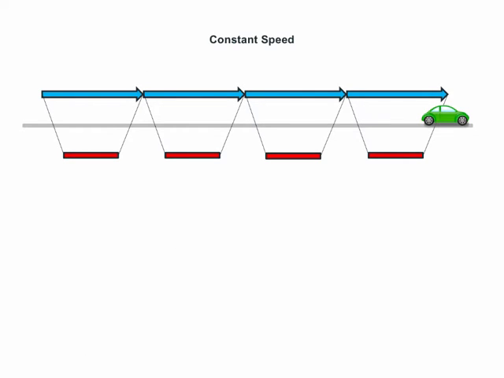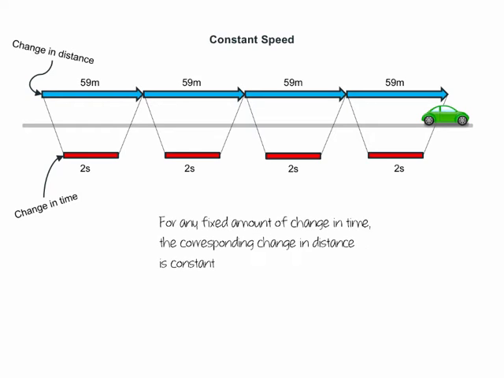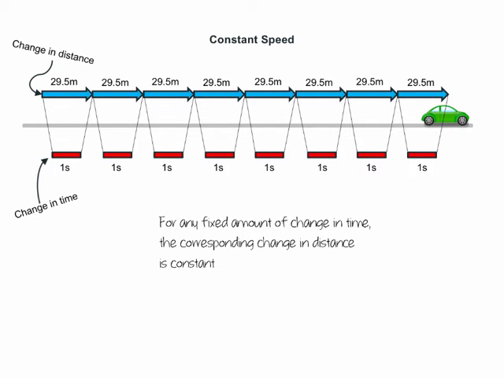In the first video, you looked at constant speed. For speed, the two attributes of the car's motion we focused on were change in time and change in distance. Constant speed meant that for any fixed amount of change in time, the corresponding change in distance is constant. In the example, for each 2-minute interval, there was a corresponding 59-meter change in distance. This also meant that once we fixed any interval of time, 1-second intervals, half-second intervals, etc., each interval had the same amount of change in distance.